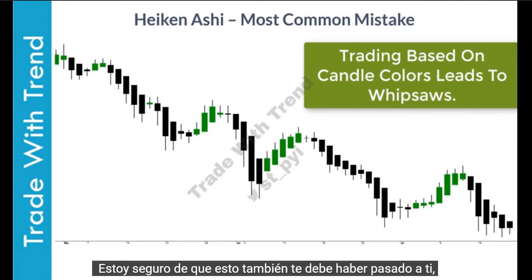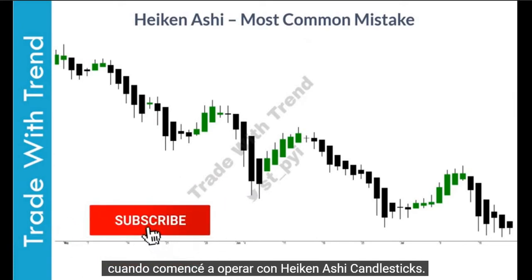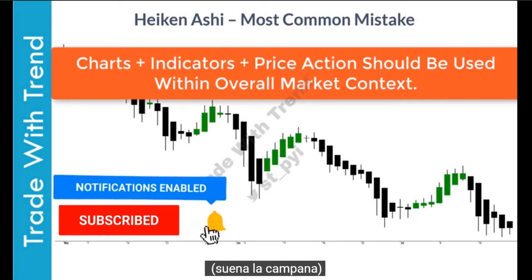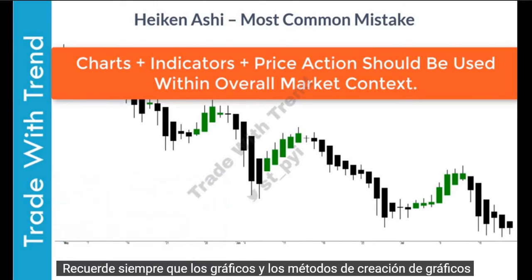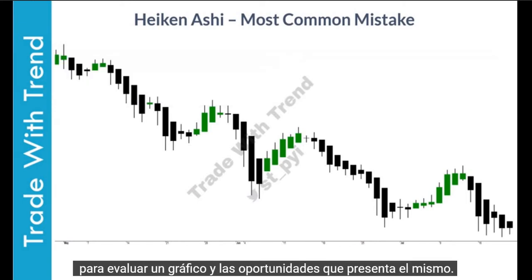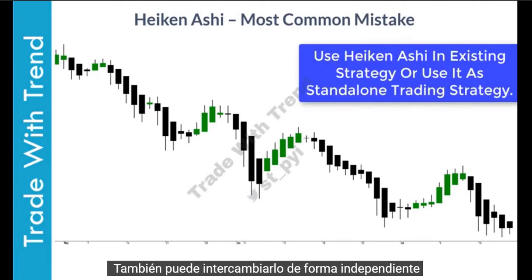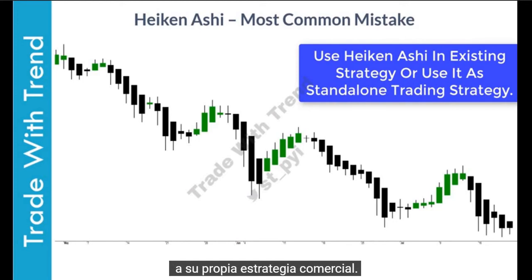I'm sure this must have happened to you as well, as this was one of the most basic problems I faced when I started trading with Heikin Ashi candlesticks. Always remember that charts and charting methods need to be viewed within overall context. Without this, you will find it difficult to assess a chart and the opportunities presented by it. When it comes to Heikin Ashi candlesticks, the best way to incorporate them is to use them with your existing trading strategy. You can also trade it on a standalone basis, but by combining it with your own strategy, you will add another dimension of analysis to your own trading strategy.